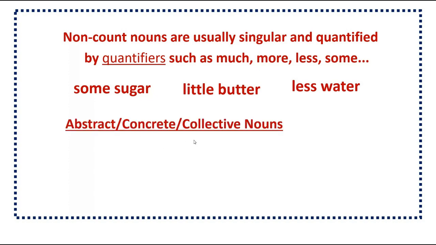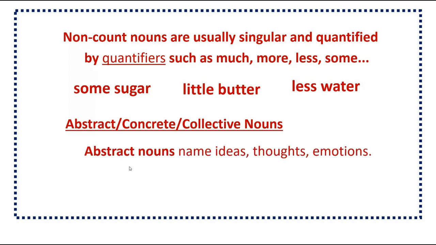Abstract, concrete, and collective nouns. Abstract nouns name ideas, thoughts, emotions. For example, love, peace, honor.